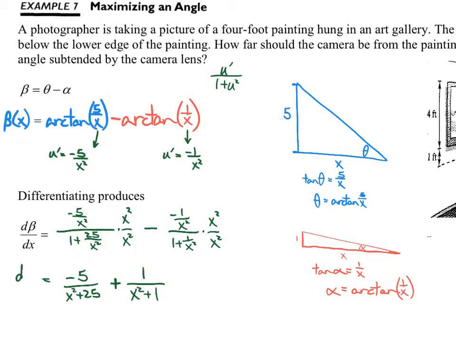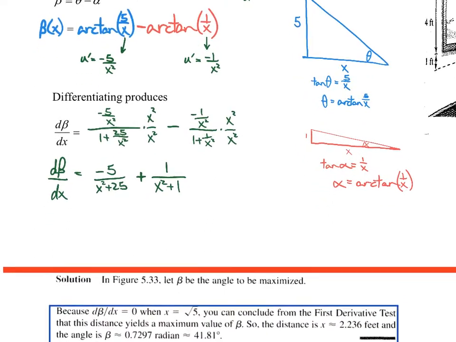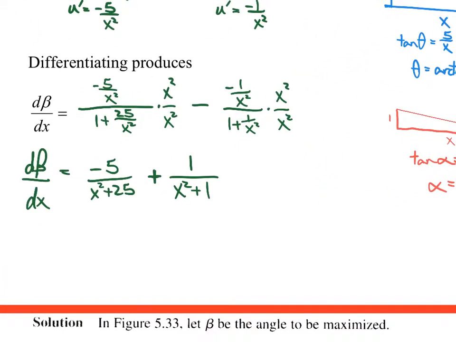Okay? And this is d beta dx. Now what am I trying to do? Make it equal to 0. Why am I setting it equal to 0? So that you can find the critical point, so I can find the maximum. Okay, good. Don't forget why you're doing this stuff, okay?